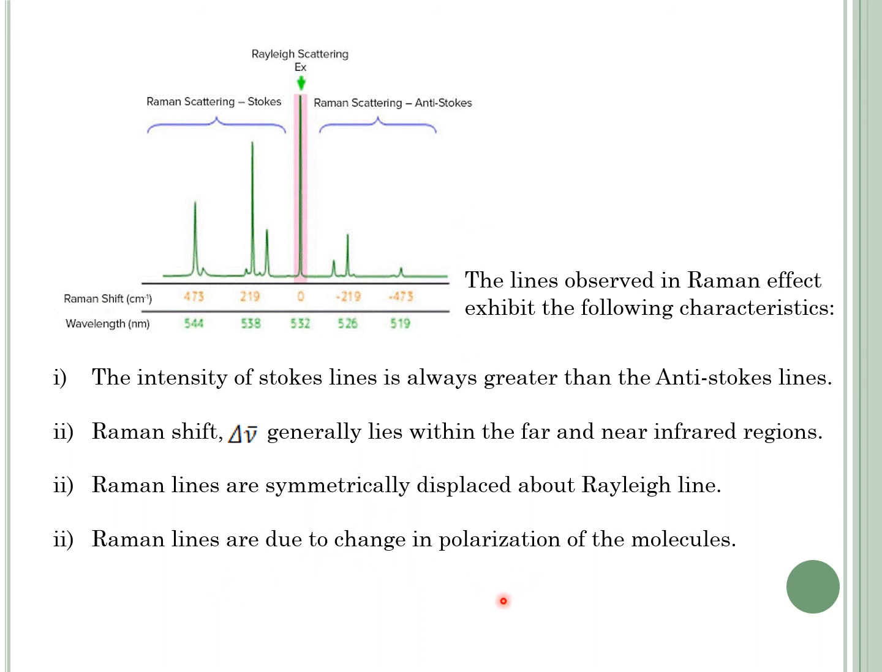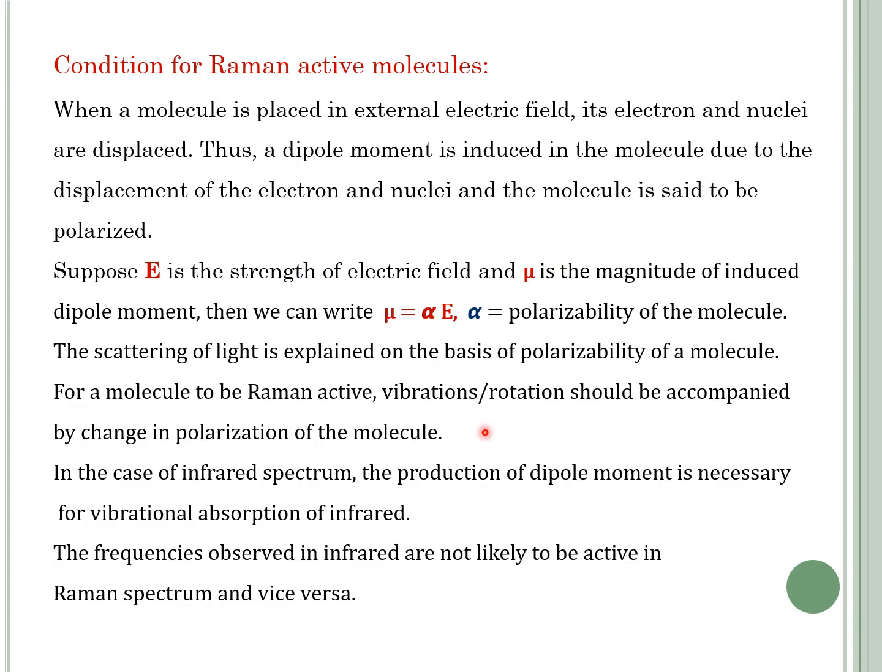Raman lines are due to the change in the polarization of the molecules. So this is an important condition: the Raman lines will be observed if there is a change in the polarization of the molecule. Now, based on this, what are the conditions for molecules to be Raman active? Or we can discuss it as: which molecules show Raman spectra? When a molecule is placed in an external electric field, the electrons and nuclei of the molecule are displaced. Thus a dipole moment is induced in the molecule due to the displacement of the electrons and the nuclei, and in this case we say that the molecule is polarized.